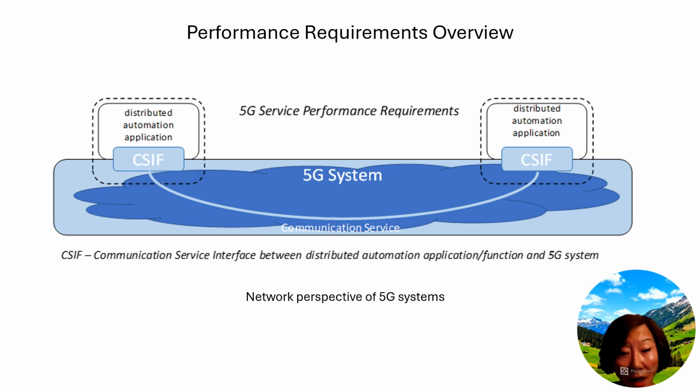Okay, next we're looking at a diagram here. Performance requirements overview. Again, all these diagrams are taken right out of the spec, so I'm not citing the source in each of these, but in the beginning of this PowerPoint, I stated that already. There are two key perspectives on dependable communication in 5G systems: the end-to-end perspective of communication services and the network perspective.